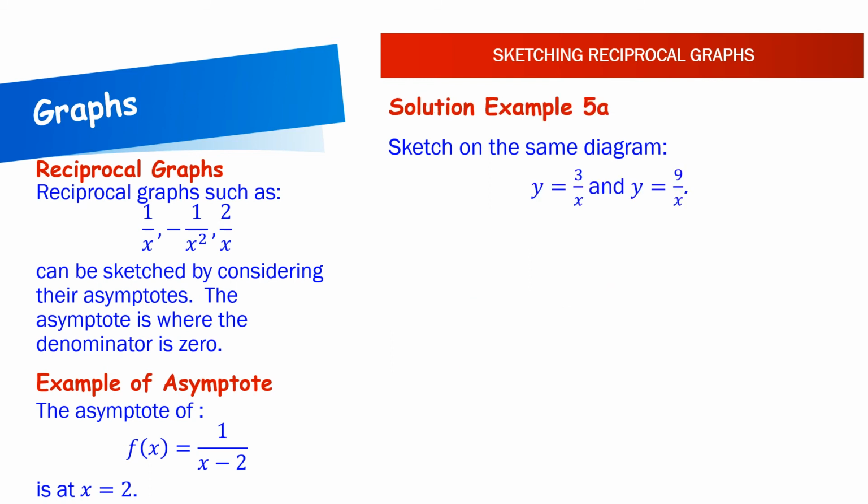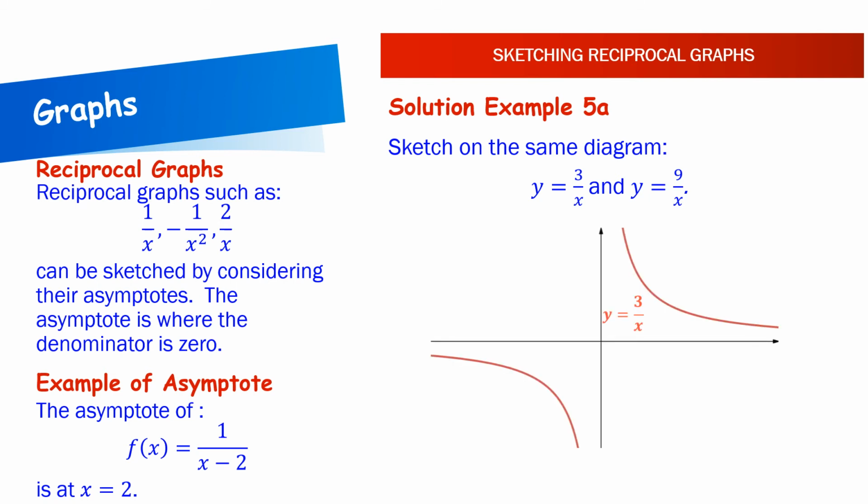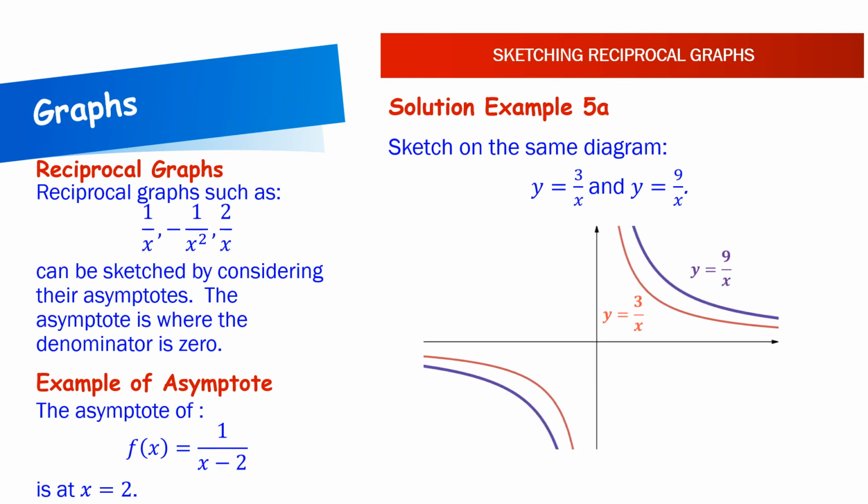So let's have a go at example 5a. We are required to sketch on the same diagram y equals 3 over x and y equals 9 over x. So let's sketch these. Here's y equals 3 over x. And here's y equals 9 over x in purple.